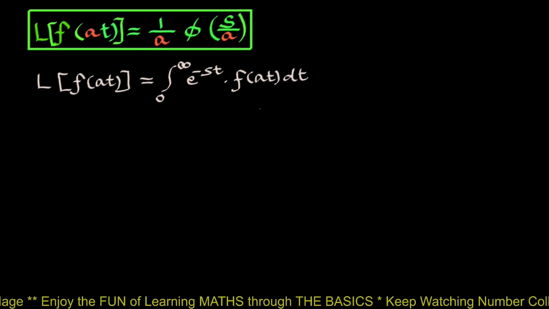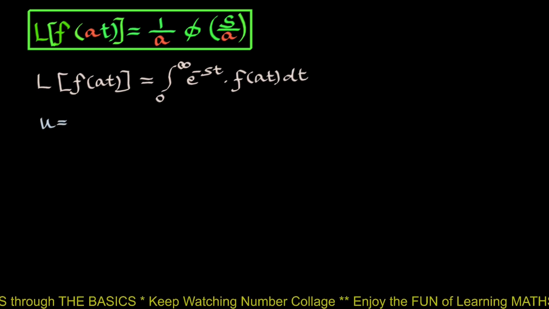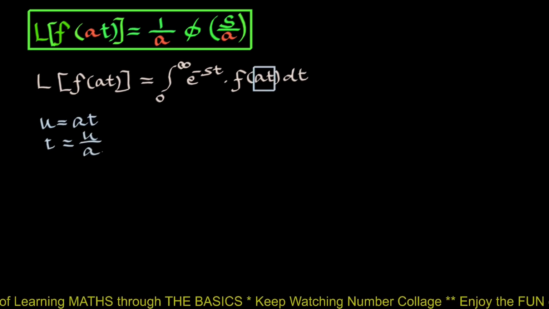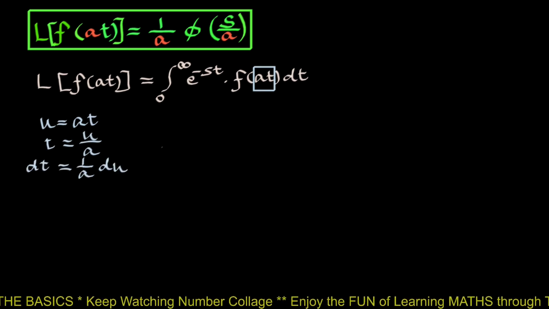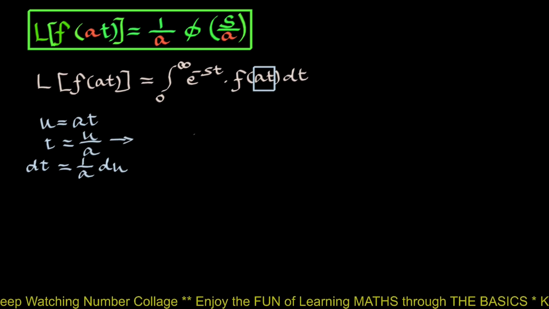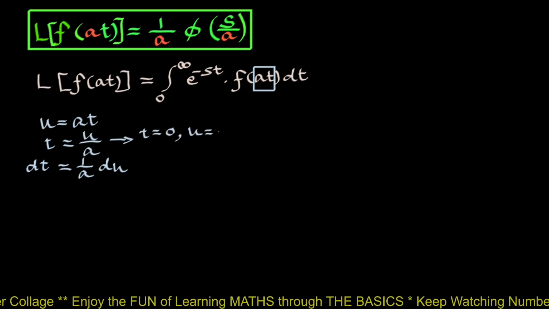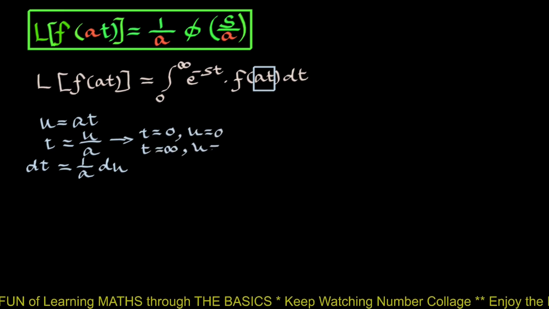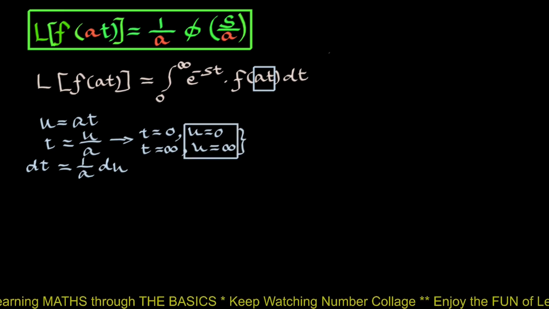In order to solve this definite integral, we will substitute u equals at, so t will be u upon a, dt will be 1 upon a du. And the change in limits of integration: when t is 0, u is 0, and when t is infinity, u is also infinity. So there is no change in the limits of integration.